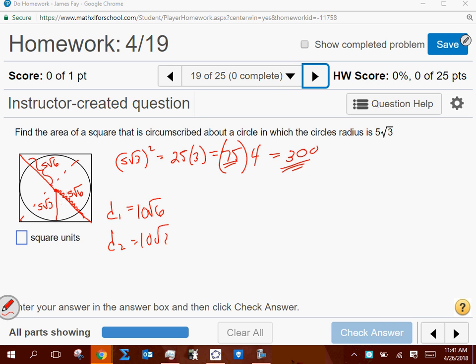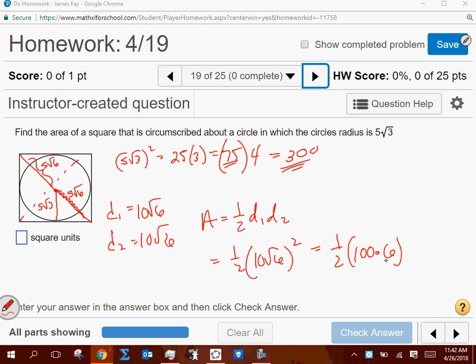10 radical 6. Could I say that area is 1/2 d1 d2? Get 1/2 d1, 10 radical 6. d2 is 10 radical 6 as well. I'm just going to square this like that. And that's going to be 1/2. 10 squared is 100. Radical 6 squared is just 6, right? What's half of 600? 300. Okay. Multiple ways of doing these problems.